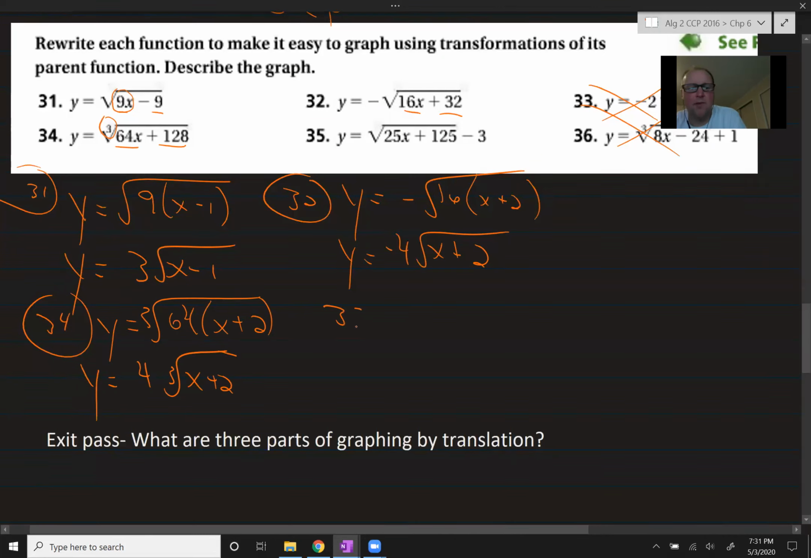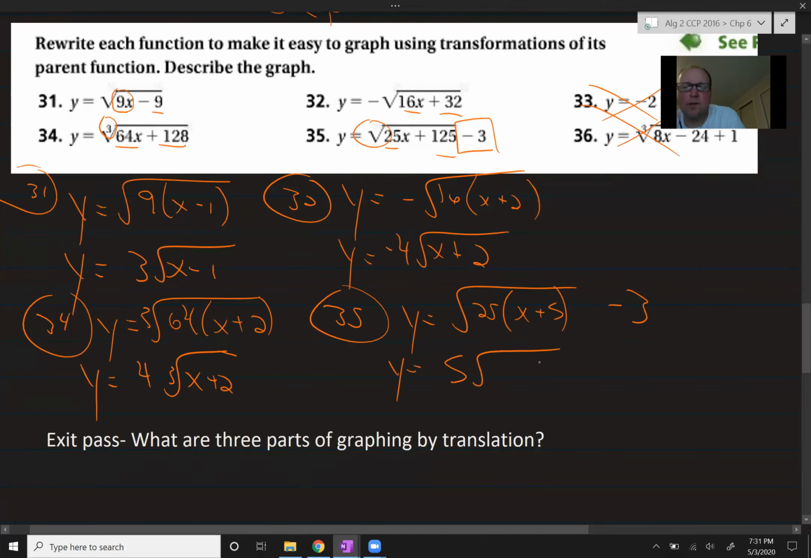And the last one, 35, even though there's a minus 3 on the end, we're just really focused on what's happening inside of there first, and then the translation on the end. Notice we went back to a square root, whether that makes this easier for you or not. So 25 and 125, you guessed it. 25 is the GCF, so it's x plus 5, and then a big old minus 3 after that. Remember, that's on the outside. So it's the square root of 25. 5, good. X plus 5, and then minus 3.